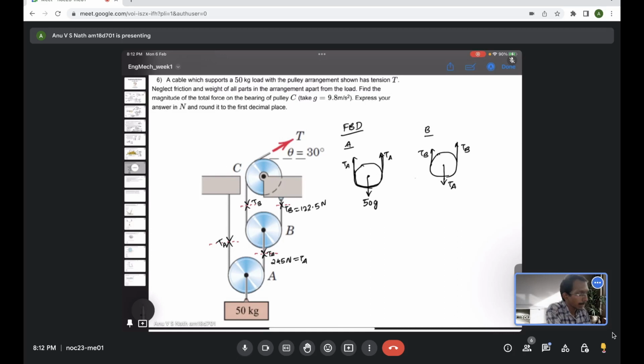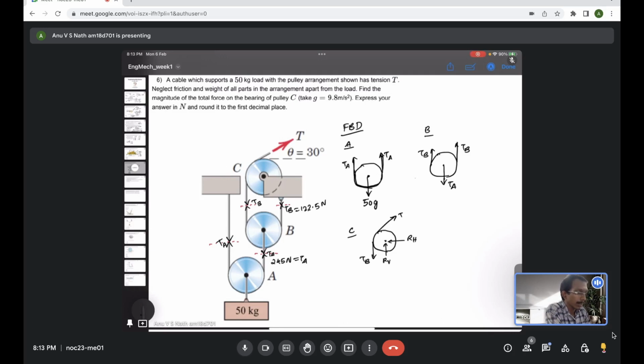Now come to the third pulley C. We'll have tension T acting here, and then TB acting here. Also this is attached to a support. So from a support you will have a support reaction, a vertical force and a horizontal force. Let me call them RH and RV.